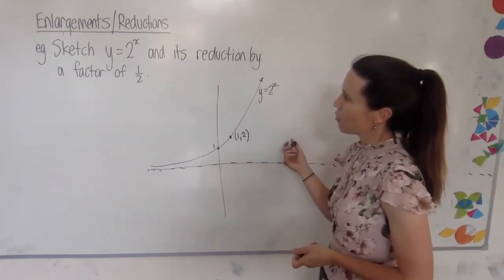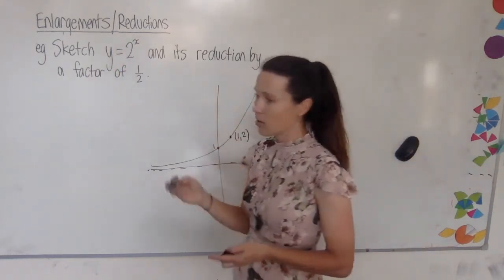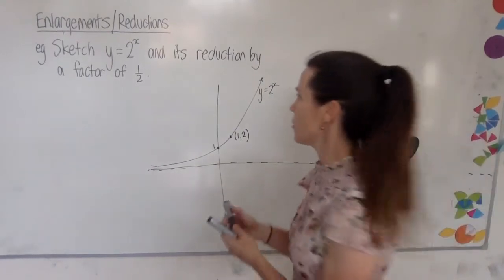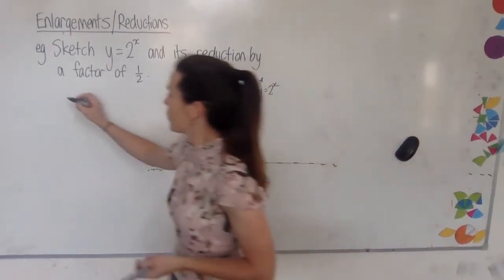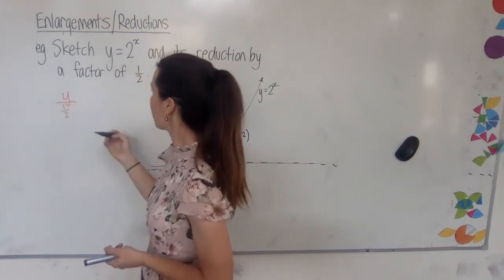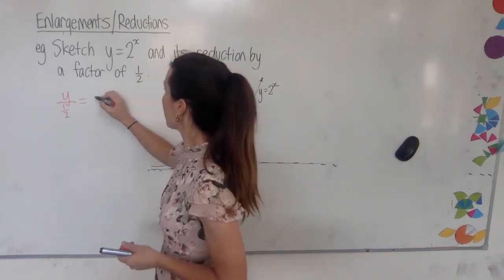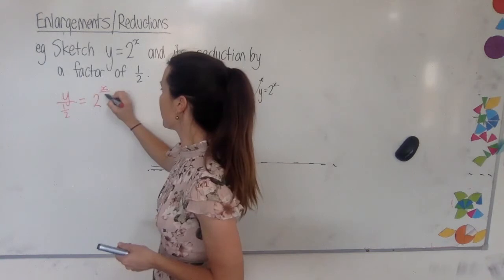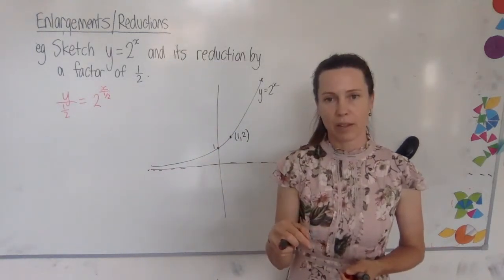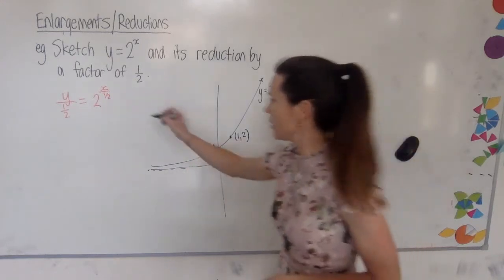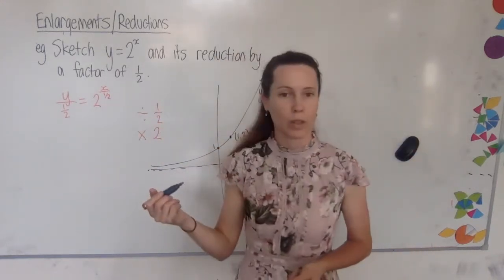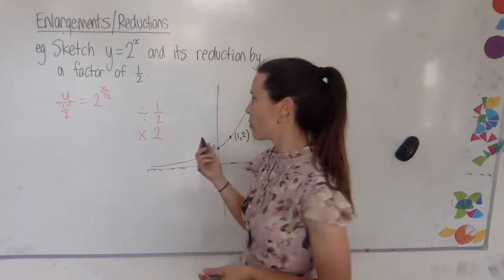Alright, now we need to replace both parts of it here. So if you're using the replacement method, let's go in red for the new graph. We're going to replace y with y over half, and we're going to replace x with x over a half. Now when you divide something by half, it's exactly the same as multiplying by 2. Okay, so thinking that through is going to help you a lot.